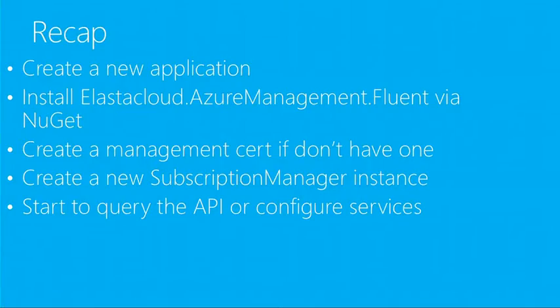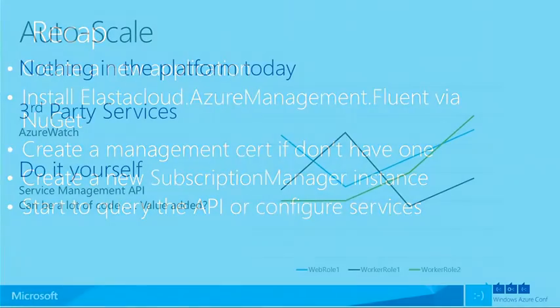And just to quickly recap what we saw, we created a new console application to work with. We installed the package via NuGet. I already had a management cert, so I didn't have to create one, but if I needed to, I could create a new management cert. I create a new subscription manager instance that allows me to work with all the things in that particular subscription. And then I can just simply start using the very nice fluent API to go ahead and query the service or to create new cloud services or SQL databases, that sort of stuff.